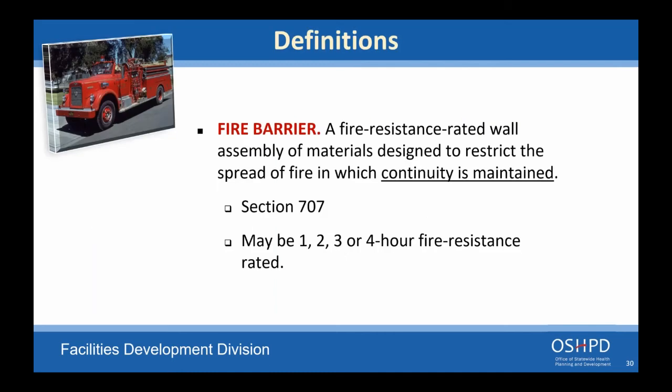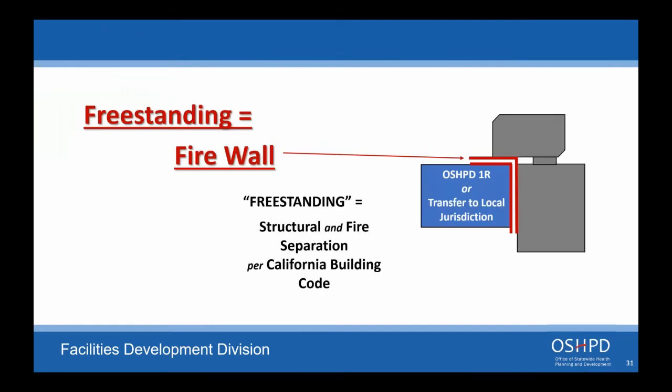So a fire barrier is a fire resistant rated wall assembly and materials designed to restrict the spread of fire, in which continuity is maintained. Basically, it depends on the adjacent occupancy as to the fire rating level required. So this is what we're trying to avoid, the fire wall. When you get into a freestanding situation, again, you have a larger structural separation required, but you also have a firewall requirement, which means, and we'll go over this in detail, that if one building falls down, it doesn't affect the other one.